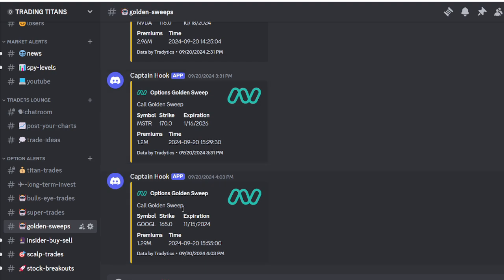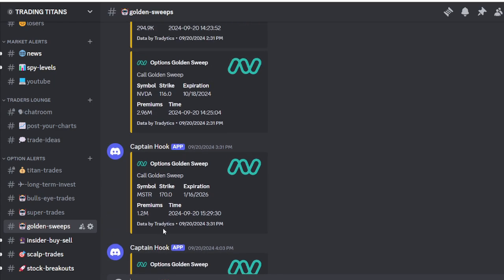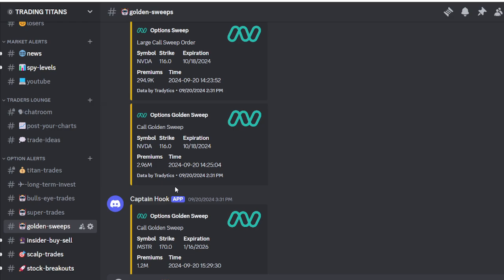So here's another confirmation. You can use the bots in correlation with each other and just get more confirmation. So here's a Google call for 165. This is a golden sweep call. A whale pretty much jumped into this play for the expiration of November 15, 2024. You have a premium of 1.29 million and the strike is 165 on Google.